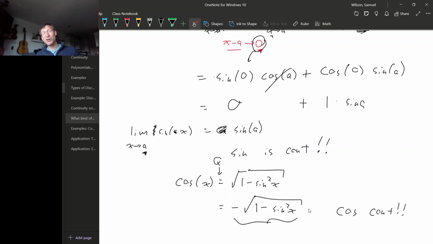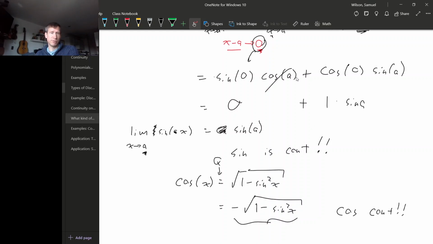Now, since sine and cosine are both continuous, that means quotients of them are also continuous. So tangent, secant, cosecant, and cotangent are also continuous on their entire domains. So all of the functions that we commonly work with, there are two exceptions. We actually haven't talked about exponentials and logs yet, which we will later. But for all the other functions that we usually work with, they're all continuous wherever they're defined. Their only discontinuities are at gaps in their domain.